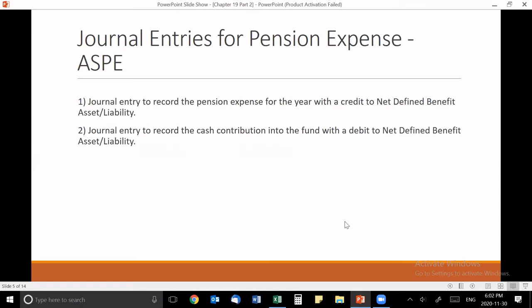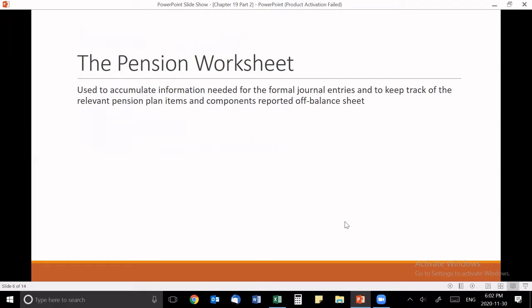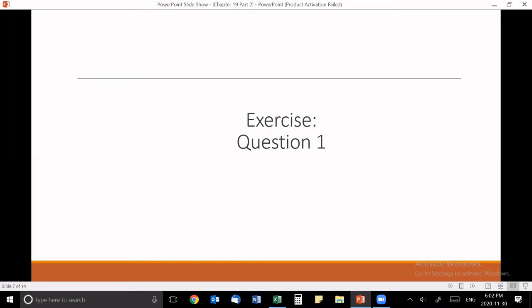So there is this pension worksheet that companies use in order to keep track of all the relevant pension items and all the components that they're reporting off balance sheet. So what's being reported off balance sheet is the asset and the liability amount. So really only the net amount gets reported in the balance sheet. So in order to keep all this information available and kind of in an organized way, we use the pension worksheet to do this. So let's go through a question where we're going to use ASPE.